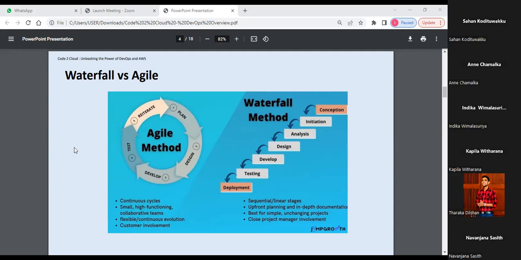So there's nothing secret about it, right? Everyone has a very transparent view of what we are delivering, right?